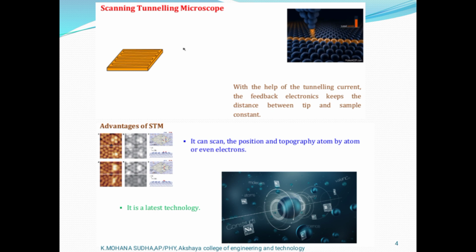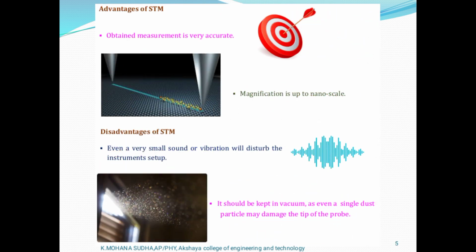So we know how it works and how it scans the atoms and electrons. Now we come to the advantages. It can scan the positions and topography atom by atom and even electrons. It is the latest technique used in research laboratories for scanning materials. Very accurate measurements can be obtained. The magnification is up to nanoscale.